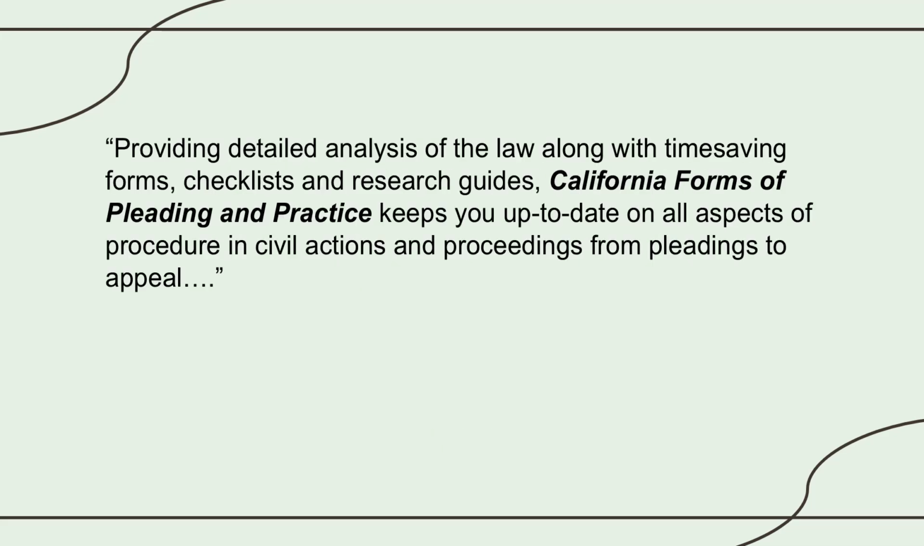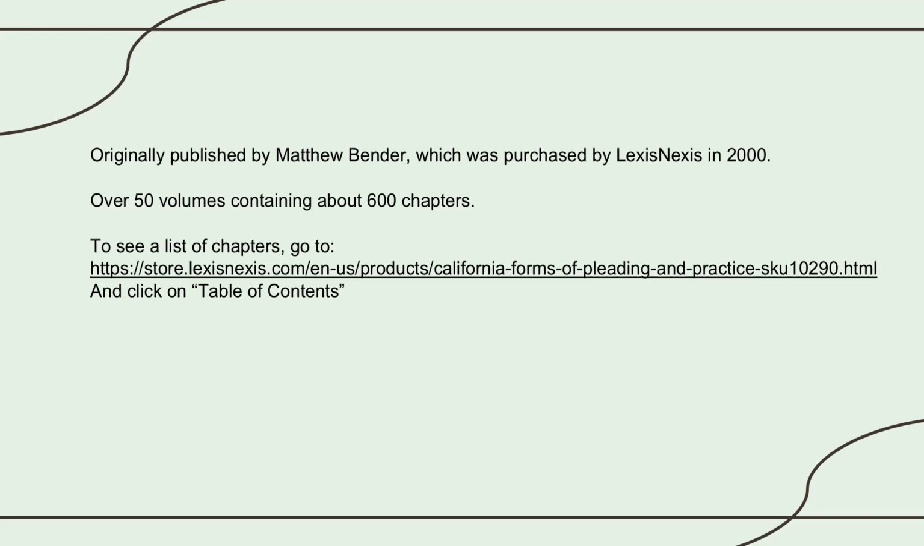This is a partial description of the book from Lexis. Pleading and Practice is about the closest thing you can get in the library to one-stop shopping. It not only includes substantive information on a subject, but also includes checklists and forms. This is a Lexis publication that is over 50 volumes and contains about 600 chapters.